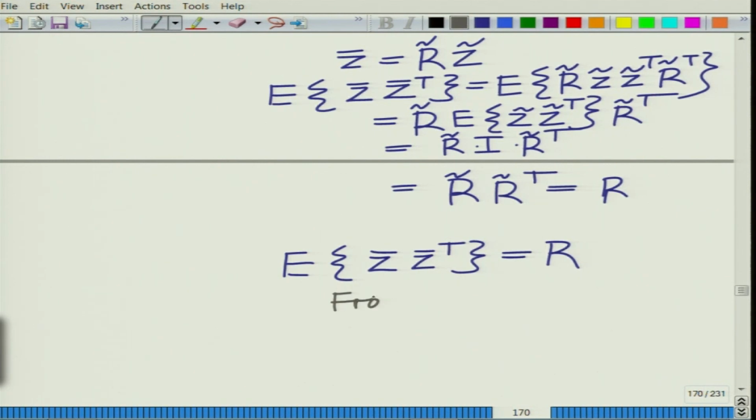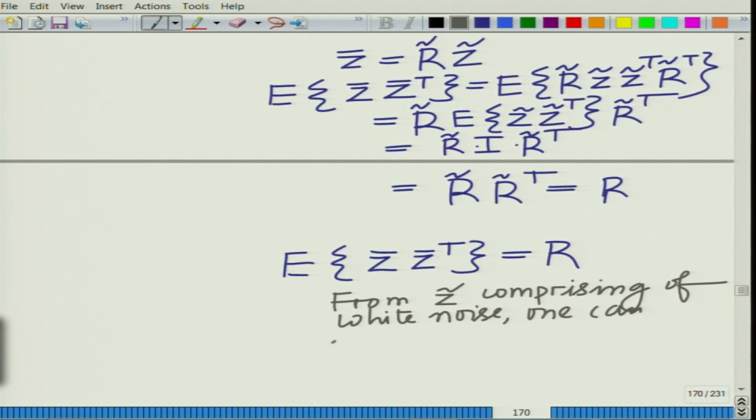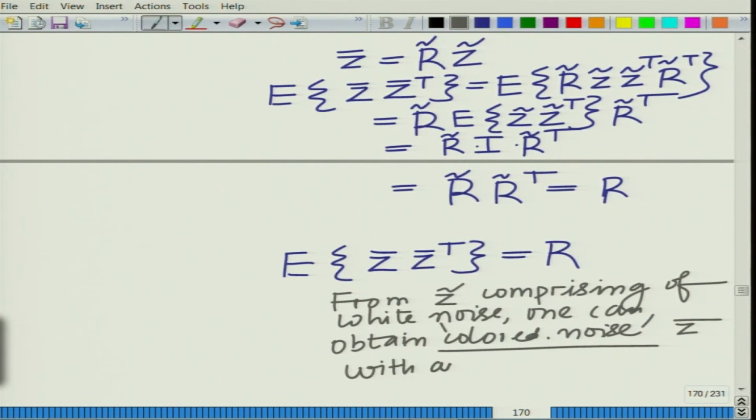So, from z tilde comprising of white noise one can obtain colored noise z bar with arbitrary covariance matrix R.